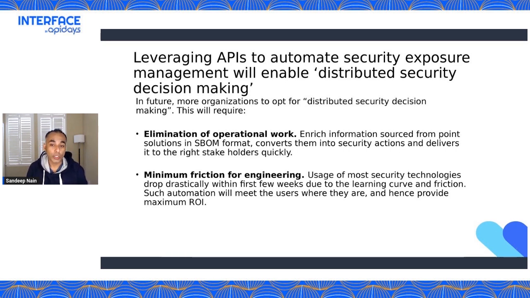One is the elimination of operational work, and we saw how leveraging APIs and building solutions that take the data and convert it into SBOM format helps in reducing the operational work. And also, we need to minimize the friction and the learning curve for engineering as well. Tools like this, which make it easy and cheap for engineers to find and fix vulnerabilities, will be really useful in building the future too. It will provide the maximum ROI from the security tooling as well.